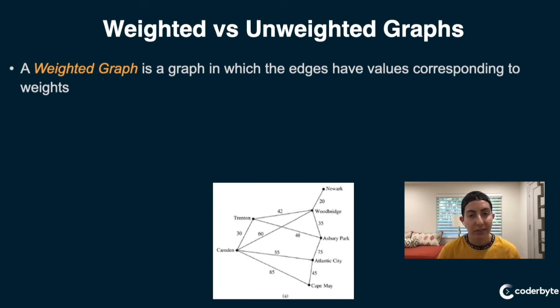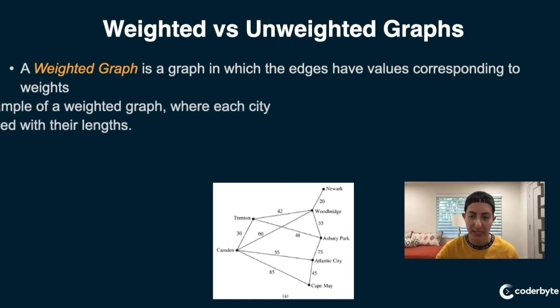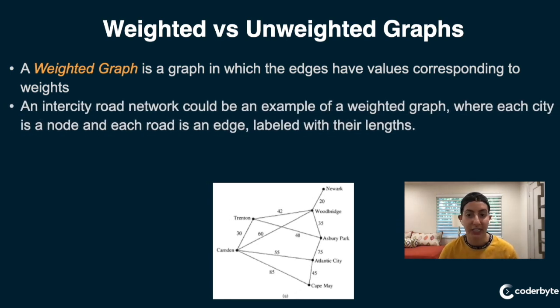Another concept that we haven't talked about yet is weighted versus unweighted graphs. A weighted graph is a graph in which the edges have values corresponding to weights. A good example of this might be an intercity road network, where between the different cities there are roads that each have lengths. So one connection from city A to city B will not equal the same distance as a similar connection from city B to city C. There's going to be different lengths to those roads and therefore different weights in the graph.